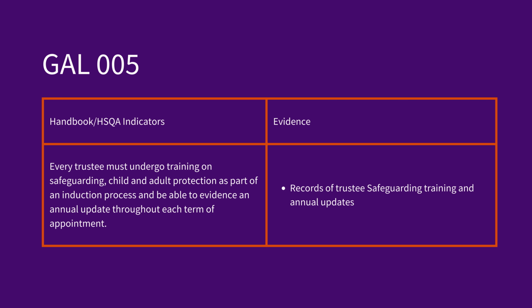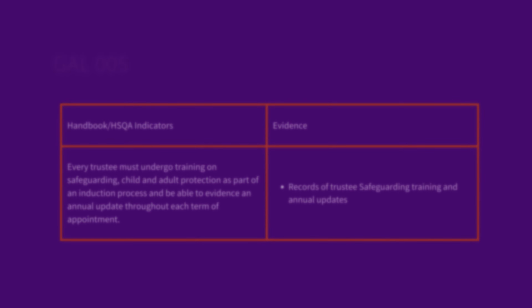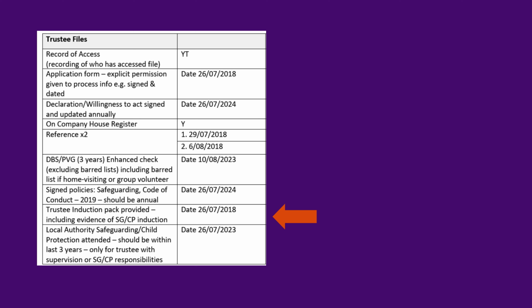Again, looking at GAL 005, you will have evidence again from your protecting families submission, because it's around trustees' training on safeguarding, both as part of their induction, but also an annual update. Through your trustee file audit and your safeguarding checklist that you did for the protecting families self-assessment, you will know where you are up to in meeting that particular indicator.